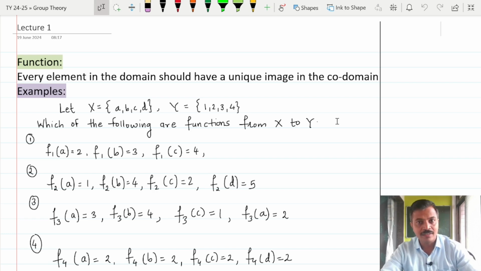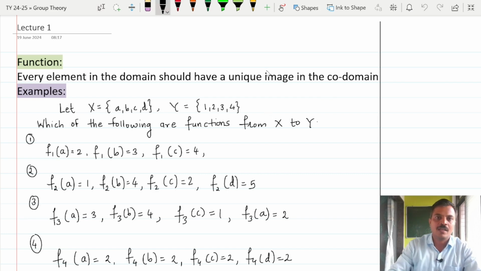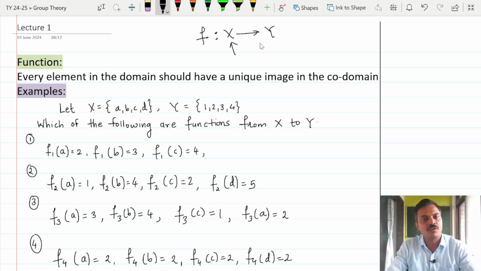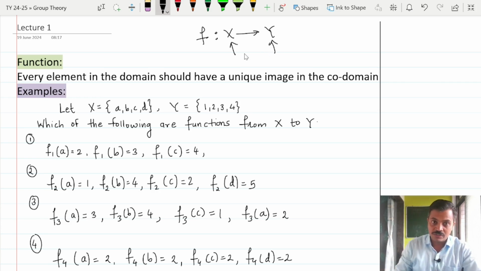Now, as we have already learned what exactly a function is, we will not go into details. We already know what domain and codomain are, so we'll see the definition of function in terms of that. You might have already seen that the notation of function is somewhat like this: f from X to Y. This X is called the domain and Y is called the codomain. So the definition of function says that if every element in the domain has a unique image in the codomain, then it will be called a function.